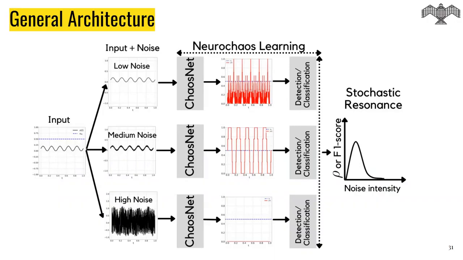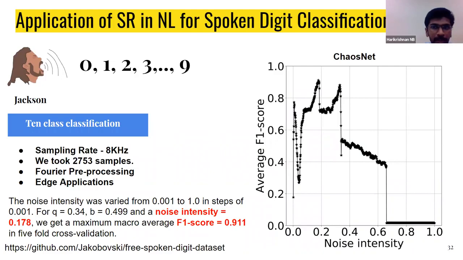Here we can see the application of ChaosNet in a spoken digit classification task. This data set is publicly available, and there are 10 classes, spoken digits corresponding to 0, 1, 2, 3, up to 9. We took the speaker called Jackson, and the sampling rate is 8,000 Hertz. We took 2,000 samples, and each speech has 2753 samples in it. We did DFT, Fourier preprocessing, taking the Fourier transform magnitude spectrum. The normalized Fourier spectrum has been passed to the ChaosNet architecture.